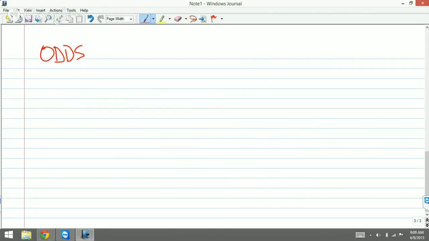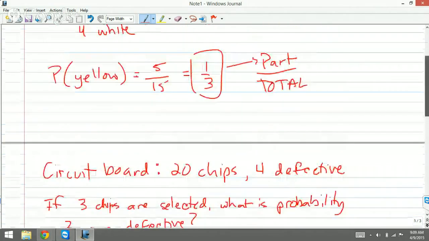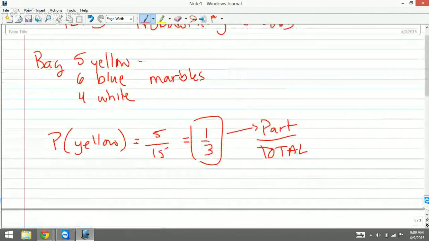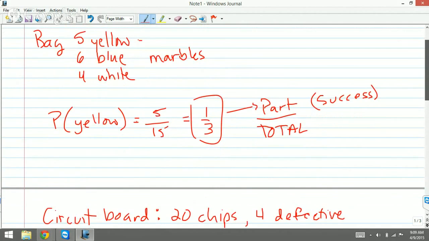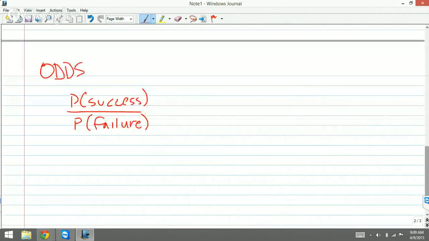So what you see with odds is, odds are just a touch different because it doesn't consider the total. Probability considered the success over the total. Odds are just success over failure, right?